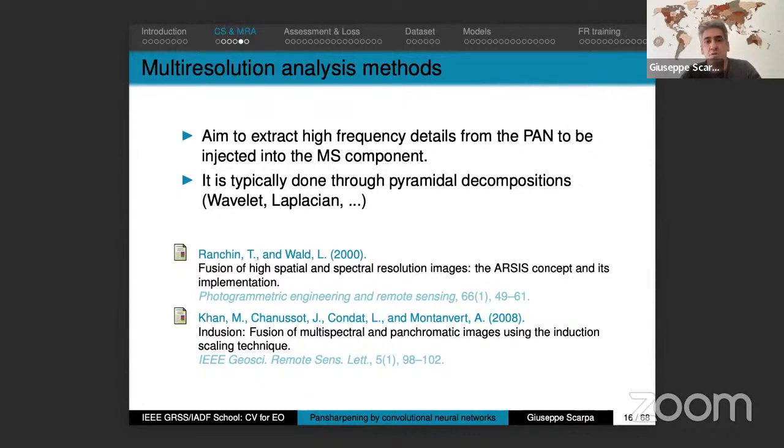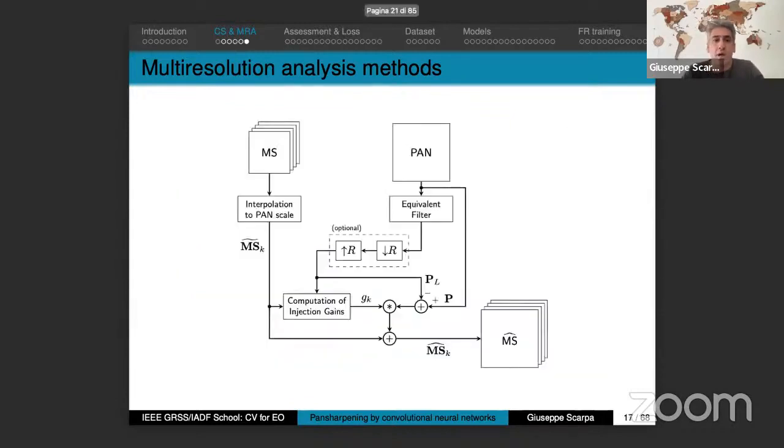The separation of the high-frequency component of interest is usually done using a pyramidal decomposition such as Laplacian or wavelet. Here is shown a high-level flowchart for this category of methods that singles out the essential steps. I will not comment further on these approaches; for details, see the above mentioned papers, for those of you that are interested.